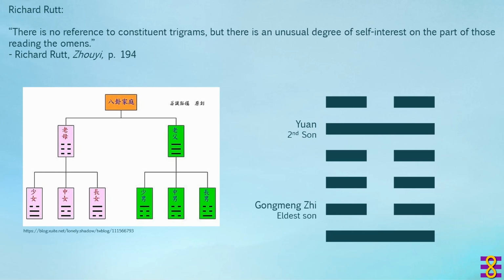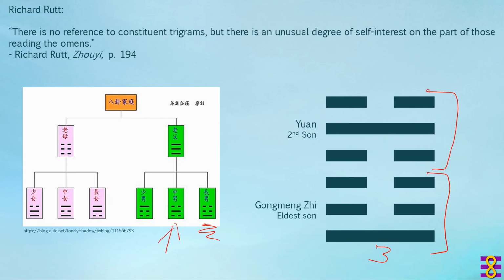Because if we look at the trigrams of this hexagram, hexagram 3, because that's the hexagram that we're looking at, we can see that the lower trigram is thunder, and thunder refers to the eldest son in the family. You can see that here in this small picture. And so Gongmeng Zhi was the eldest son. So he's the lower trigram, and Yuan is the second son. And trigram water actually refers to the second son. That's what it says here.